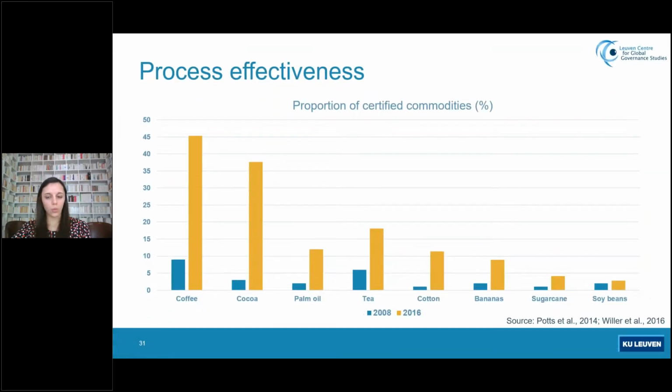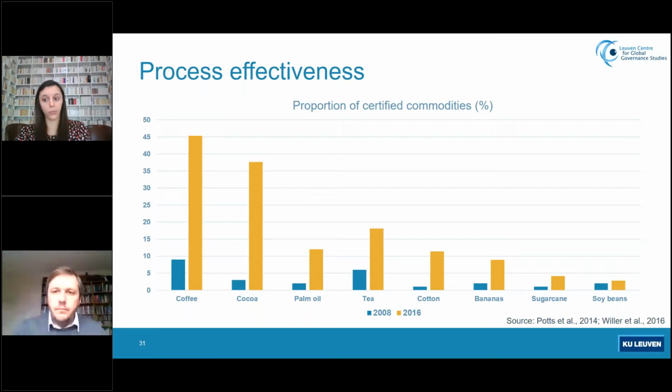So a last way to analyze VSS adoption, we can also look at the percentage of certified.